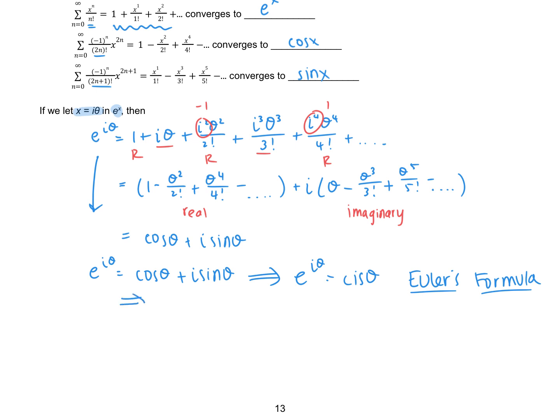Another way to express this, or something else we get from it, is that e to the pi i plus 1 is equal to 0. So if we make our theta pi, we get e to the pi i plus 1 is equal to 0. Okay, so at this point, you should probably be thinking, why do I need to know all of this? Where is this going? That's what we're going to talk about next: how does this all apply to differential equations?